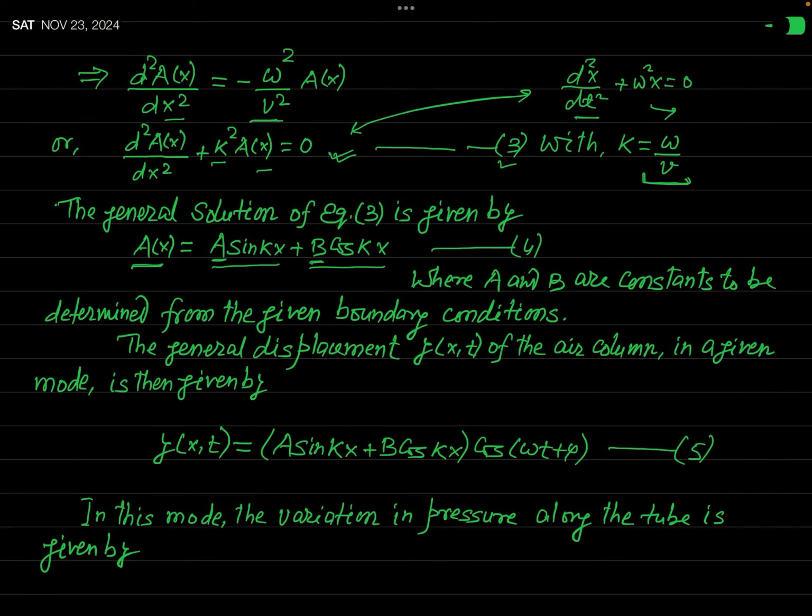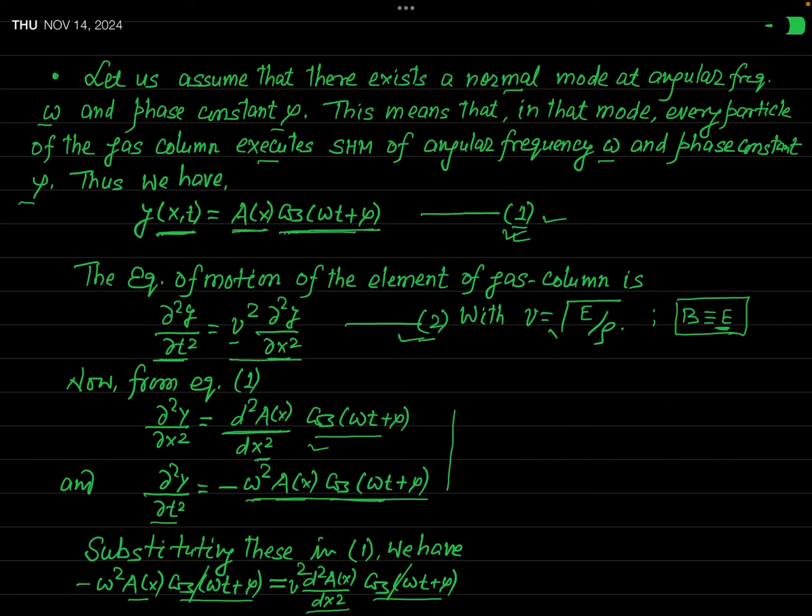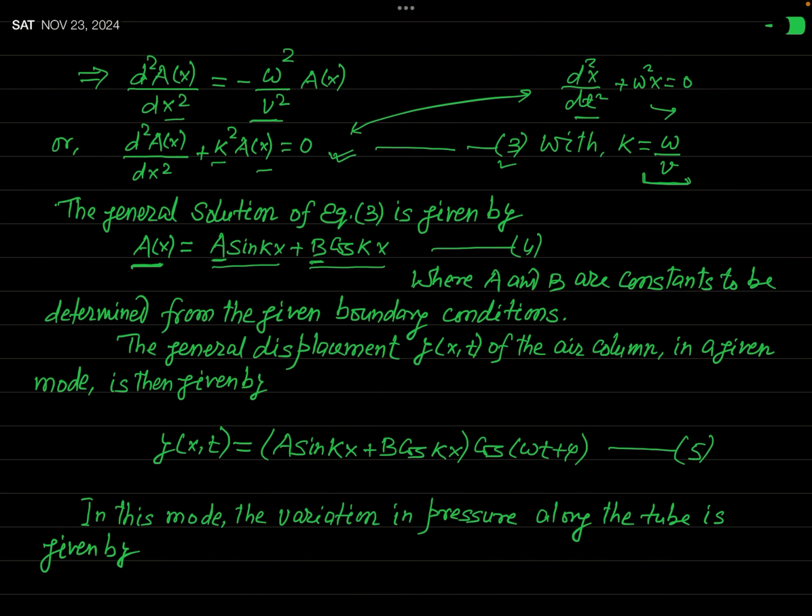Now, after getting the value of A of x as a function of x, let us substitute this value of A of x in this expression for displacement, that is y of x,t. Instead of A of x, now put that value which you have obtained. So you can see this y of x,t is now given as (a sin kx plus b cos kx) times cos(omega t plus phi).